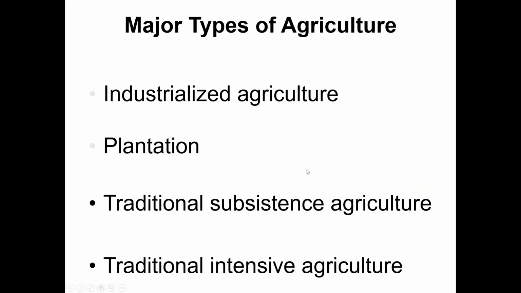Now, there are very different types of agriculture. We have industrialized agriculture, plantation agriculture, traditional subsistence agriculture, and traditional intensive agriculture, all of which contribute to the problem of soil erosion.